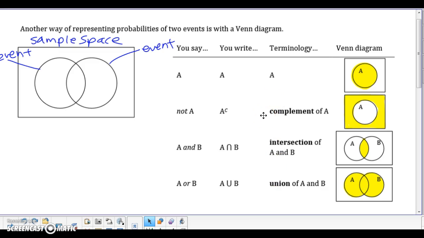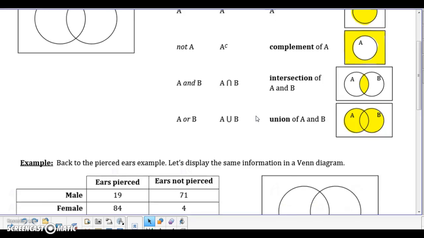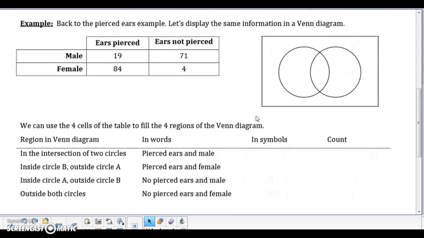So let's go ahead and take that male ears pierced example and put the data into a Venn diagram. Remember we started off with 2 variables. One of them was male and not male. So that's our A and not A. And we had ears pierced and ears not pierced. So that's our B and our not B. So I'm going to go ahead and label these 2 circles A and B.